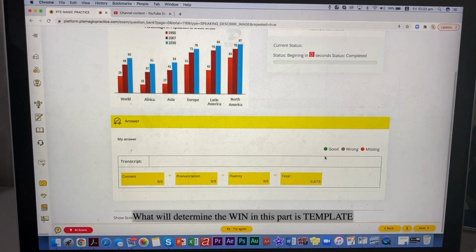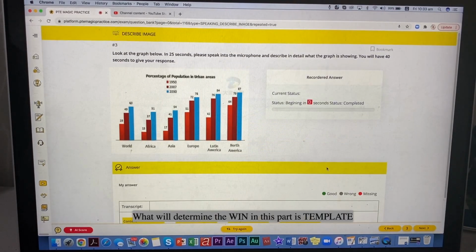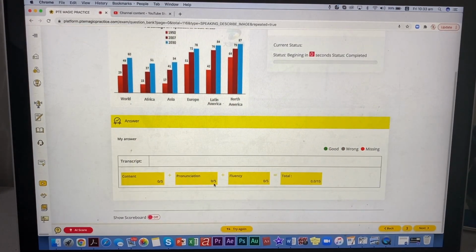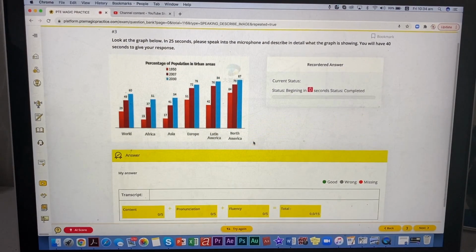Finally, what will determine the win in this part is the template. The template will help you ensure content, pronunciation, and fluency. With content, the template will help you ensure the grammar, the structure, even the vocabulary. With fluency, the template will help you always have something to speak so that you can continuously speak for almost 40 seconds. With pronunciation, as long as you practice a lot at home, I'm sure your pronunciation will improve pretty much just based on this template.